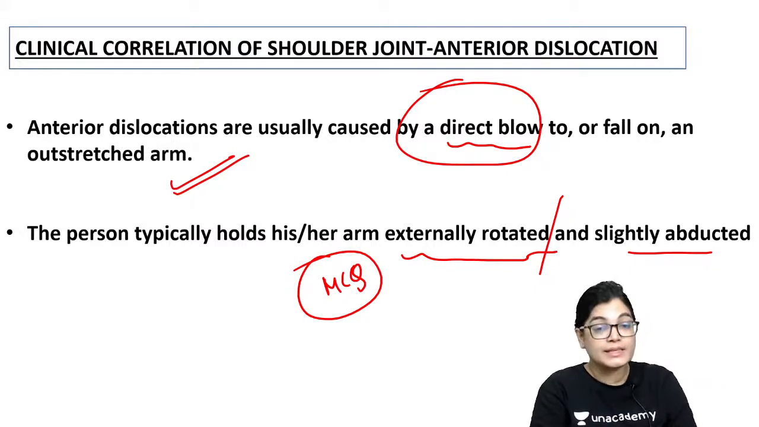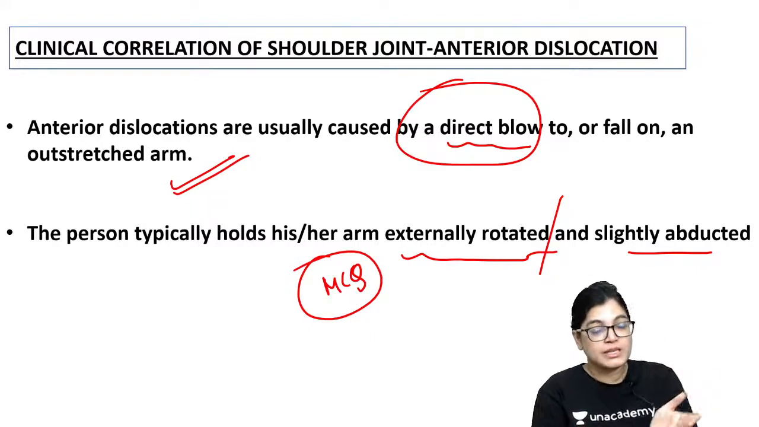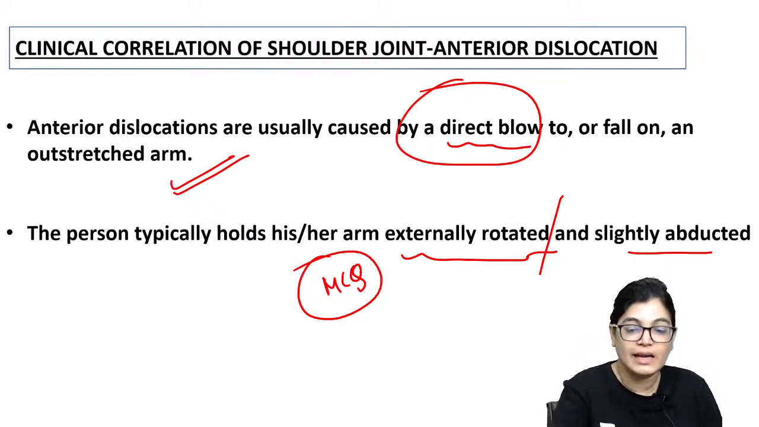In anterior dislocation, the arm is extended and slightly abducted. This is the difference from the posterior dislocation position. In posterior dislocation, it will be internally rotated and slightly adducted.